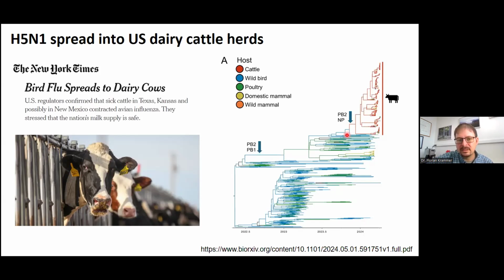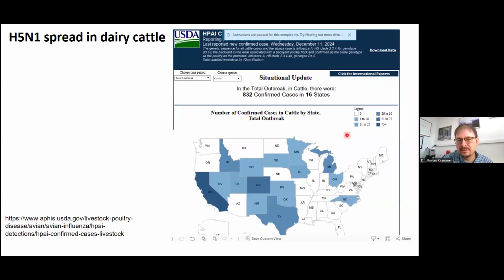And the interesting part here is that in the cows, it doesn't seem to be a respiratory disease and respiratory spread, but it actually seems to be spreading via milking equipment. Just to give you an update of the situation there, this is from the USDA. In total, we had H5 outbreaks in more than 800 dairy farms in the US. More than half of the dairy farms in California are currently affected. So this is really massive.